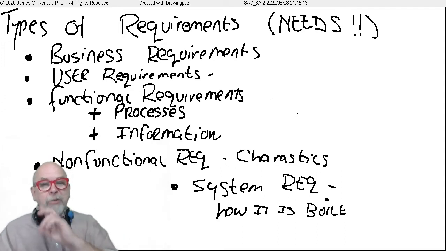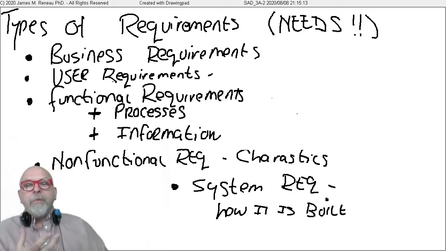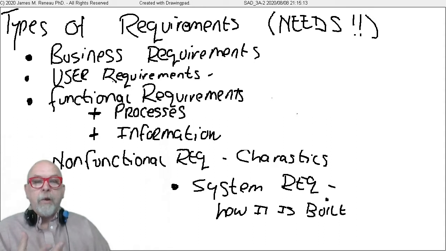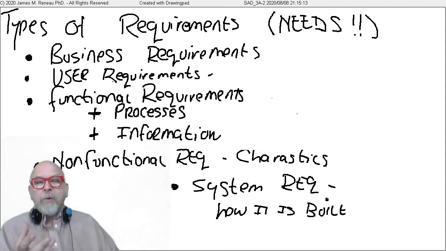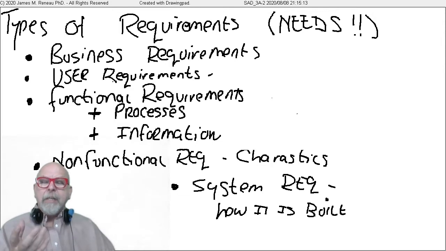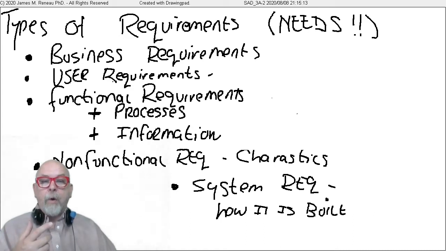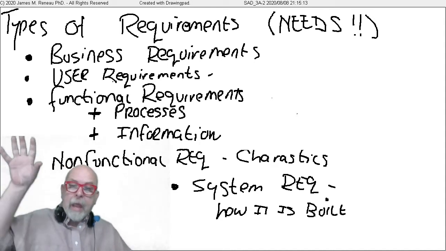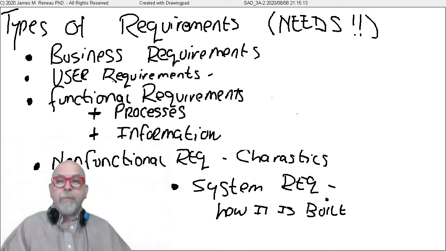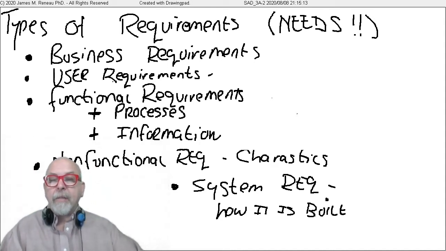And then there's a whole category of requirements we call non-functional requirements, which are characteristics of the system. They're kind of systems requirements. The non-functional requirements are just general characteristics of the function of the system. And then actually the fifth category are the systems requirements. How's it built? So we need to have all five of these types of requirements in our heads as we start doing our analysis.